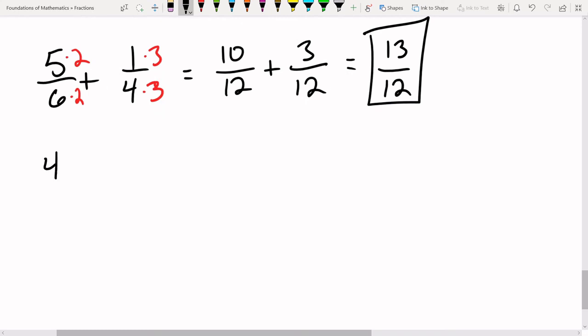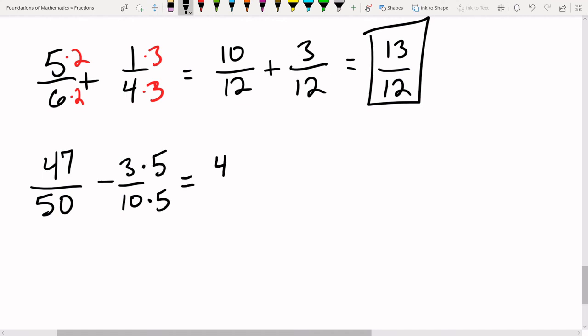Great. 47/50 minus 3/10. Now subtraction is done the exact same way addition is. Get common denominators first. Okay, what can both 50 and 10 go into as a least common denominator? And actually 50 is the least common denominator. So the first fraction we don't have to change. The second one, if we multiply by 5, you'll see we get 50 in the denominator. 3 times 5 is 15, and 10 times 5 is 50.